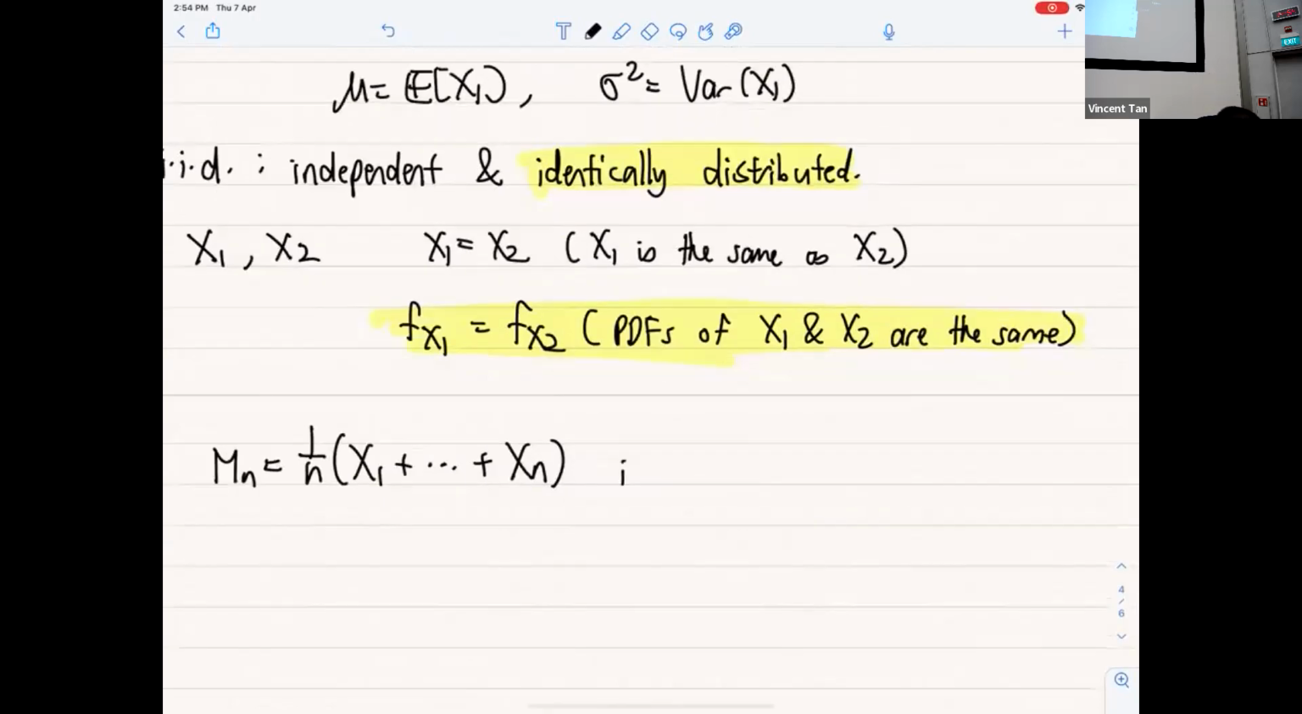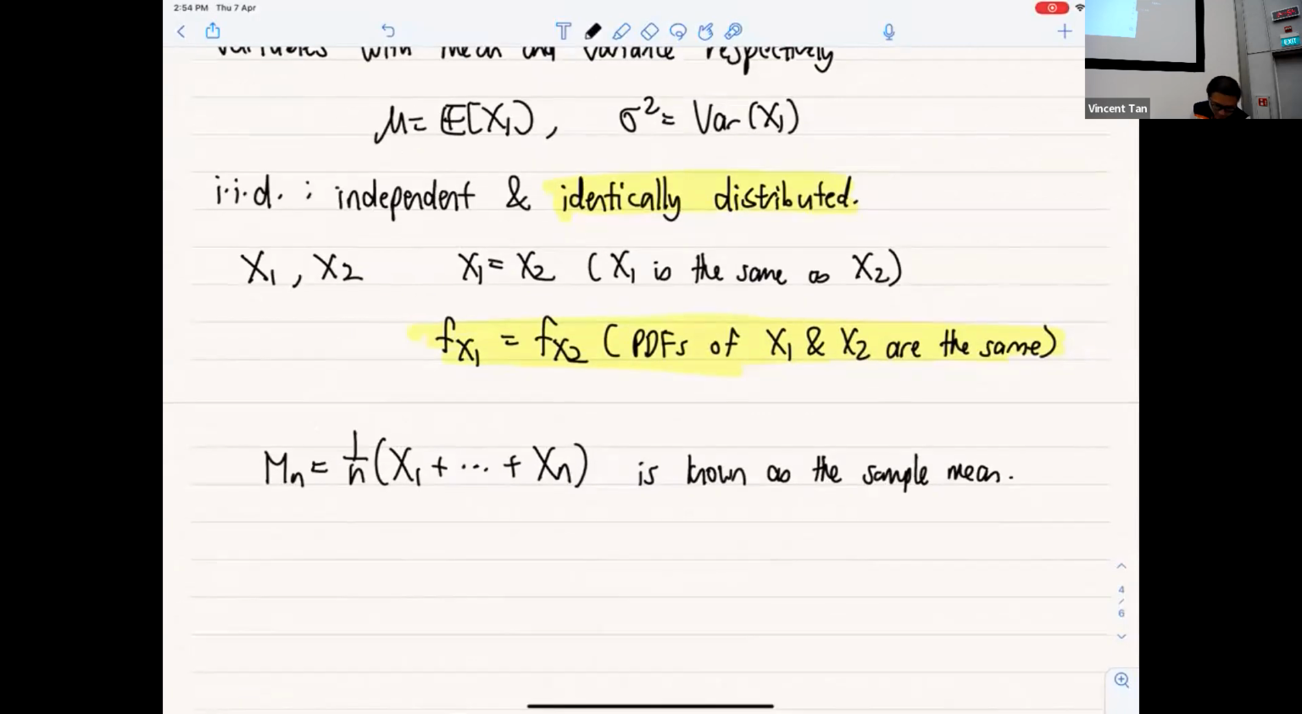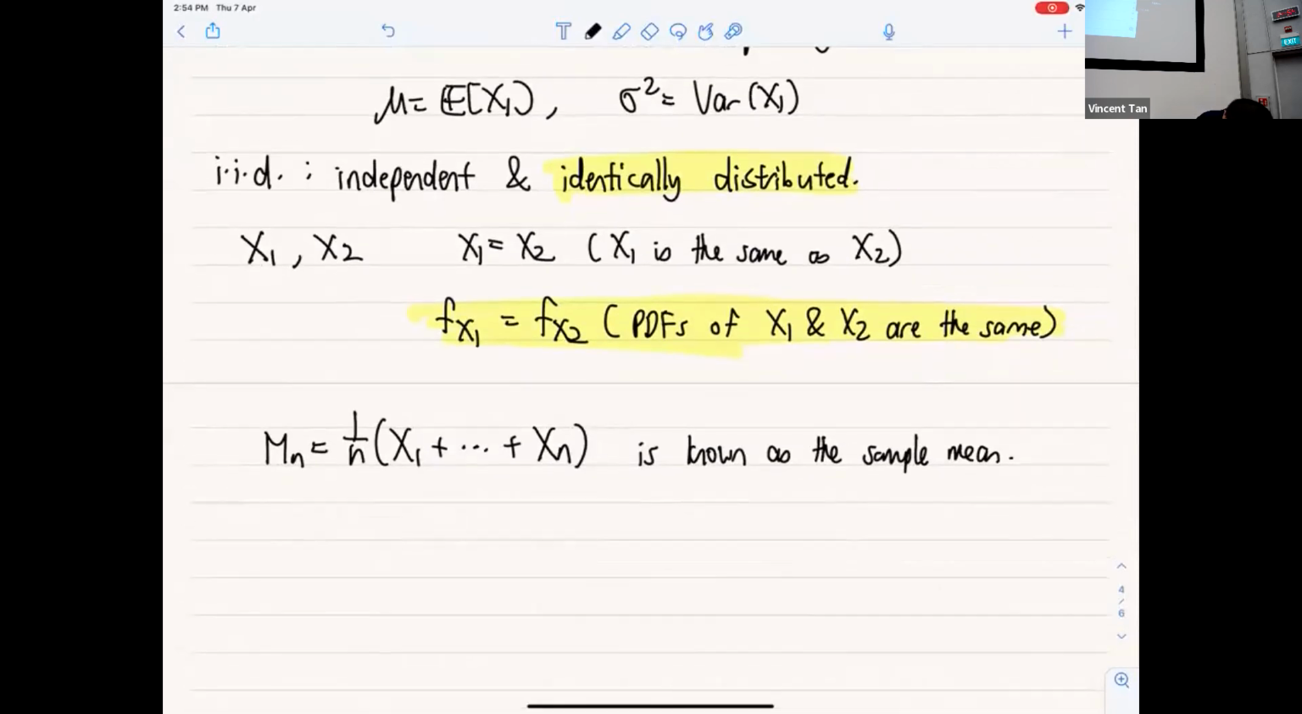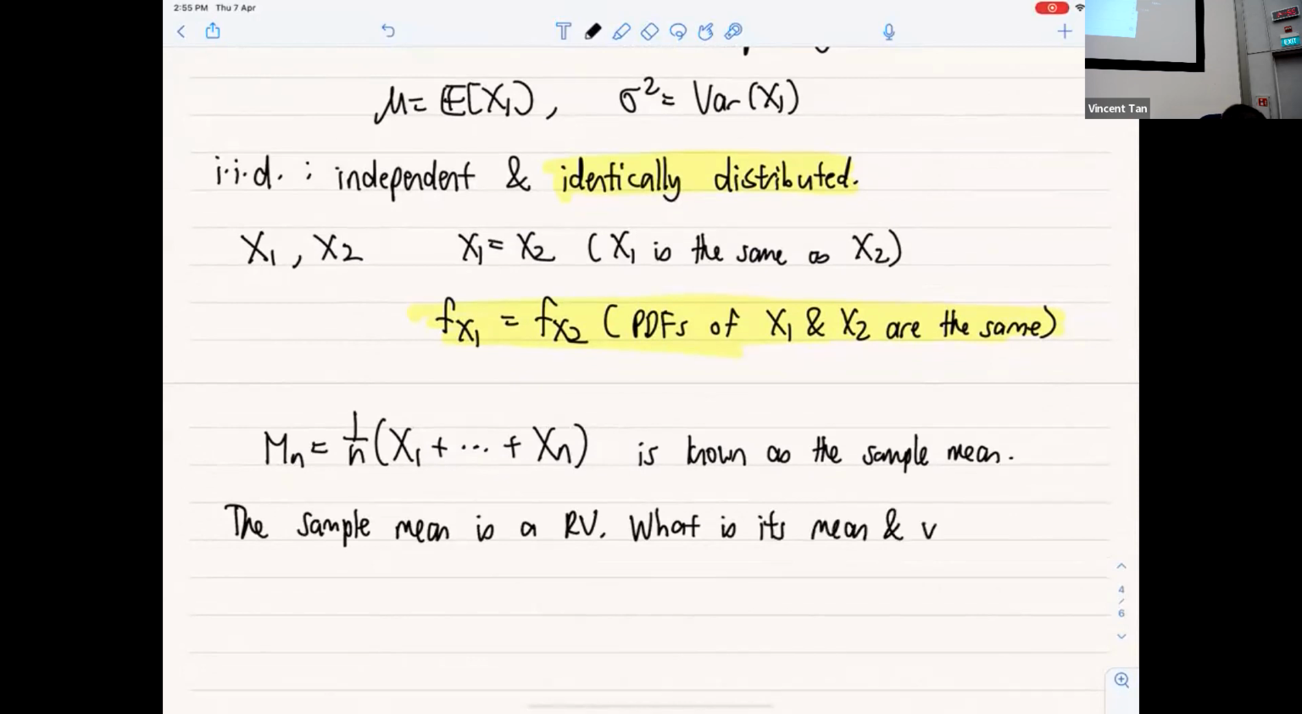This is known as the sample mean. This has a name. This is some statistics thing. Now, the sample mean is a random variable because it's a function of n random variables. What is its mean and variance? After I answer these questions, we will understand what Liao Xue is trying to say.